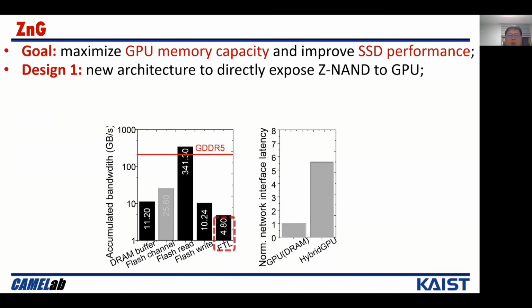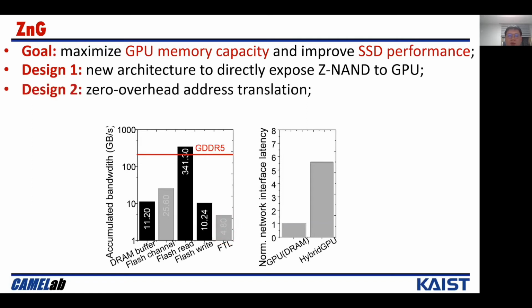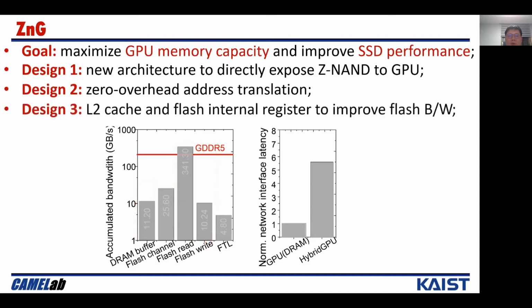The poor FTL performance is because of the limited computation power of the SSD controller. To address this, we automate the FTL functions in the existing GPU hardware to achieve zero overhead address translation. As the DRAM buffer performance worsens ZNAND, we remove the DRAM buffer. Instead, we leverage the high-performance L2 cache and the flash internal registers as buffers to improve the utilization of the ZNAND bandwidth.